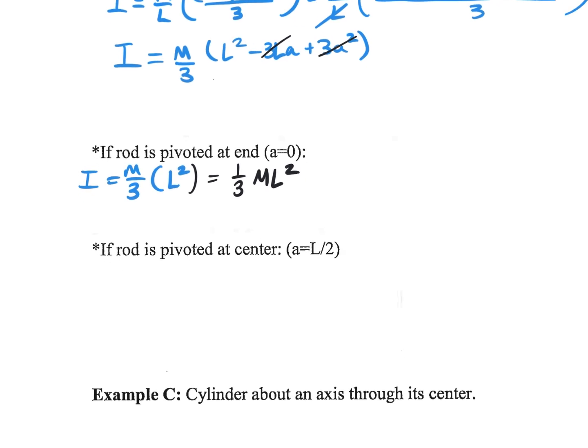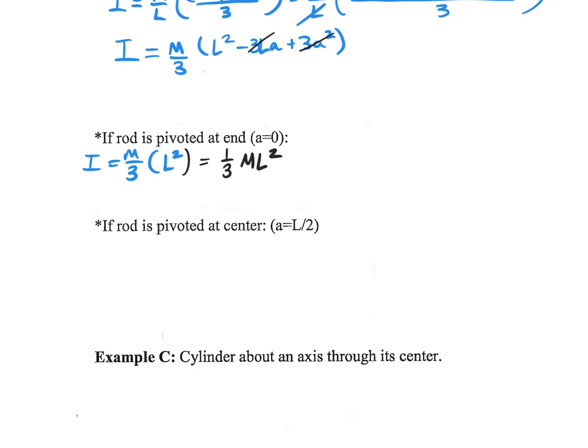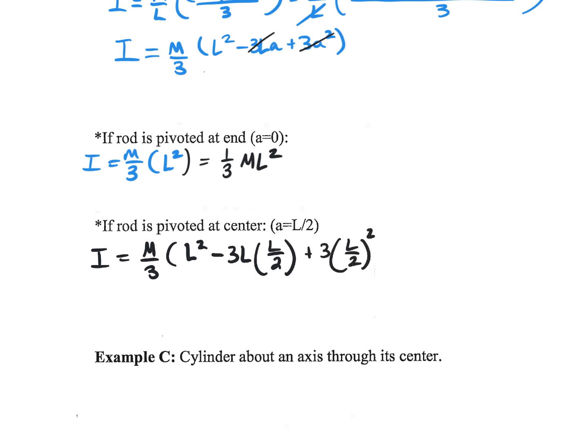So now what if it's at the center? How does that change? We've got inertia figured out, don't we? For anywhere, still M over 3. It's not L, it's still L squared, isn't it? Minus 3L times A plus 3A squared. See, the total length is still L in all of them. A is what changes. Does everybody understand why A is now L over 2 versus A is 0 here? We're putting the pivot at a particular place.